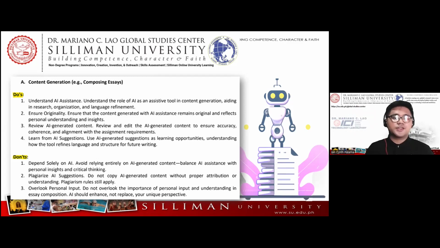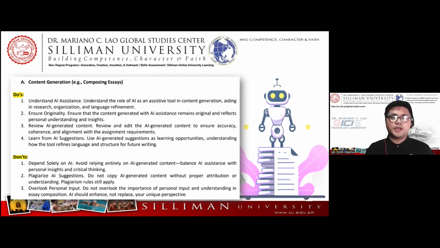The second do's is to ensure originality. Let's read: ensure that the content generated with AI assistance remains original and reflects personal understanding and insight. So, for example, after getting suggestions from artificial intelligence for your essay on a specific topic, make sure to rewrite the content in your own words to ensure originality. Meaning to say, do not just copy and paste.